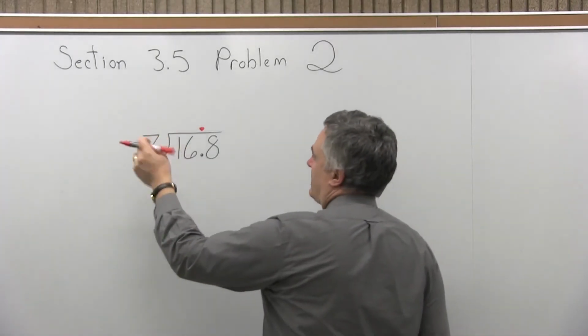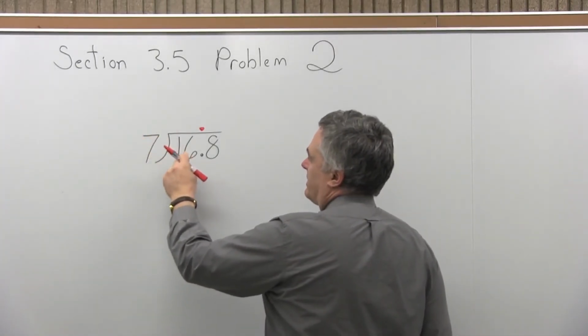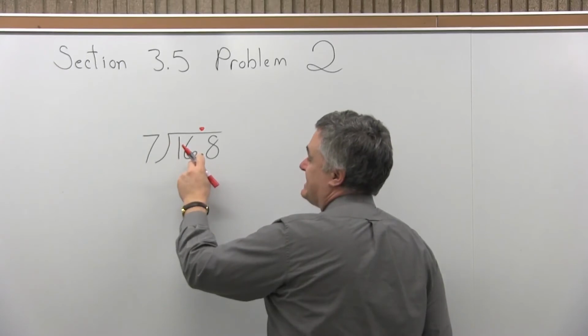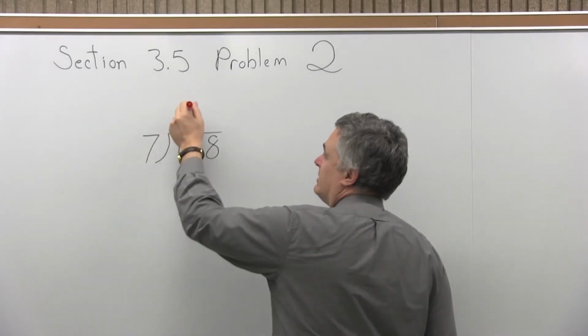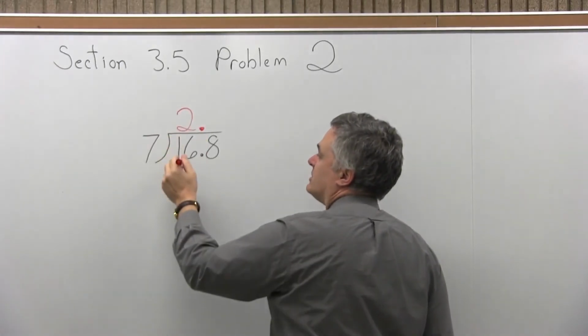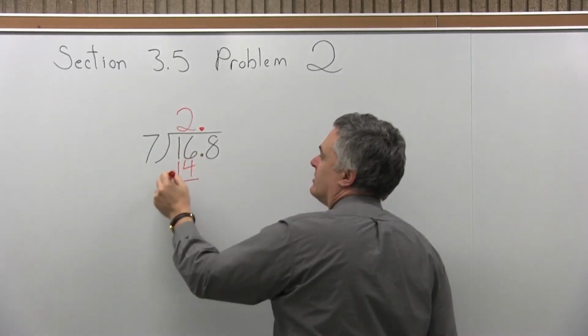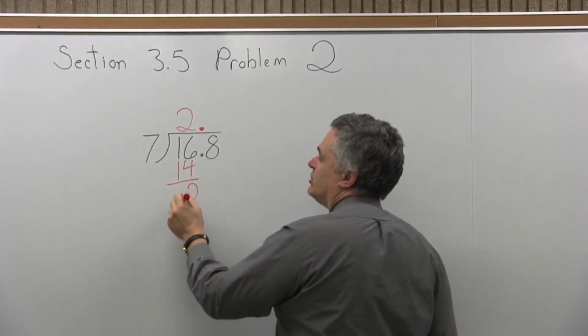So divide into 7. 7 divides into 1. 1's not big enough. Go to the next one. 7 divides into 16. It will go into 16, so it'll go in twice. 2 times 7 is 14. 16 minus 14 is 2.